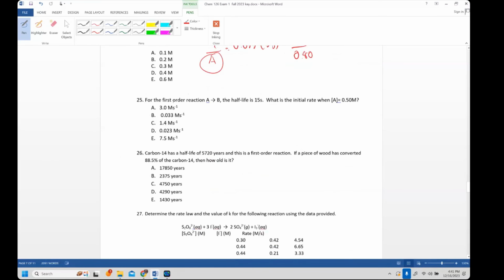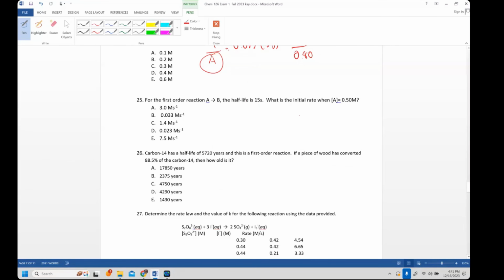Next, number 25. For the first order reaction, the half-life is 15 seconds. What is the initial rate when A equals 0.5? So it's first order, and then we have the half-life. Now for this, we're not given any final concentration, we have the initial concentration, but not the final. So we cannot use the integrated rate law because we would get stuck.